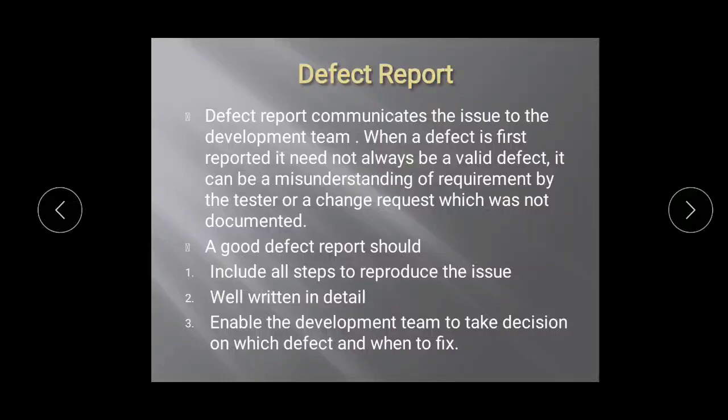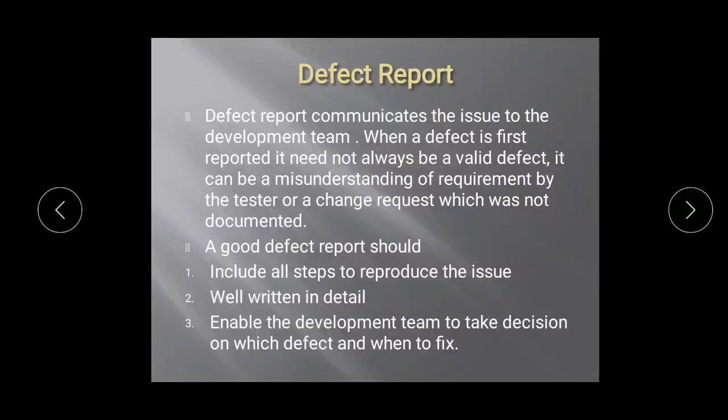When a defect is first reported, it is not always a valid defect. It's not compulsory that every time it will be a valid defect where obviously some problem exists. It can be a misunderstanding of the requirement. It can be a misunderstanding where the tester thinks there is a defect, but it is not a defect. It could be a perception of a defect by the tester, or a change request which was not documented. So a change has been made and still it is not documented, so that can also be a misconception of the tester. A good defect report should include all steps to reproduce the issue.